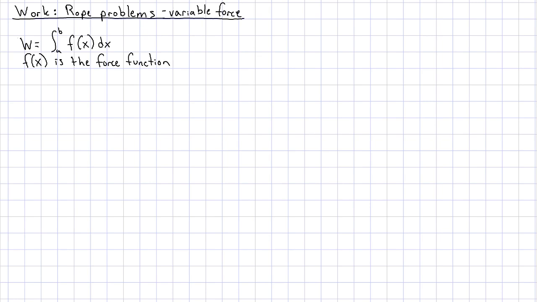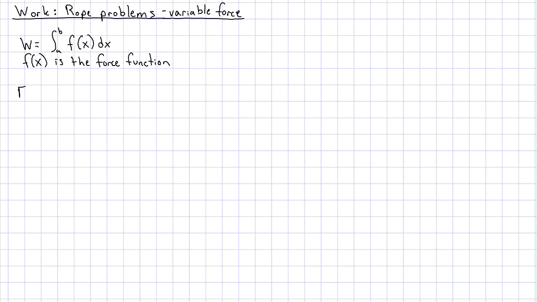So let's go ahead and start. We'll begin with a pretty standard rope problem. We'll do it 3 different ways to represent the 3 main options for the placement of the origin. And then we will look at some more challenging, advanced problems.